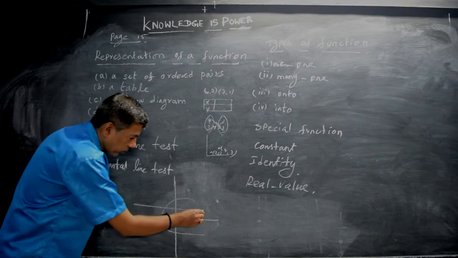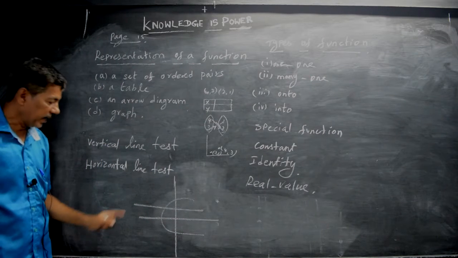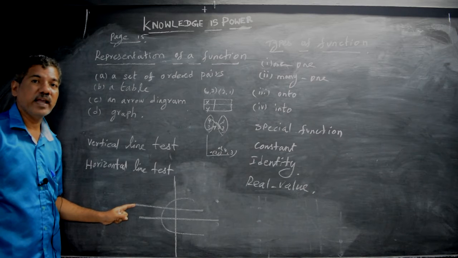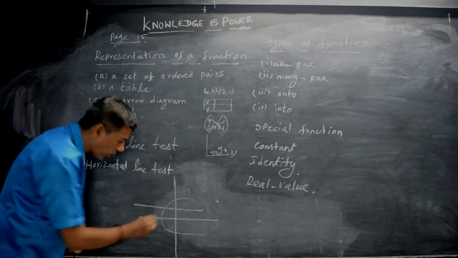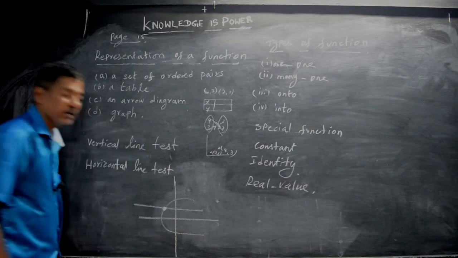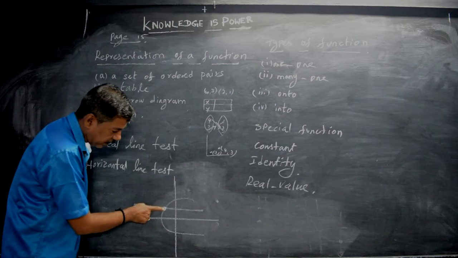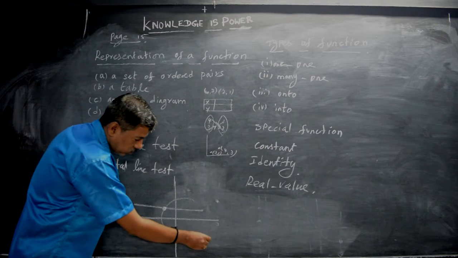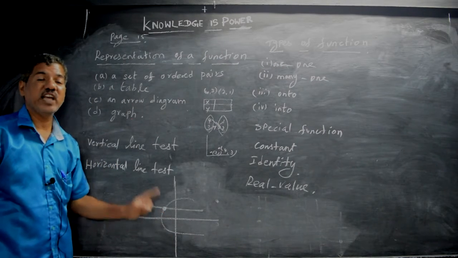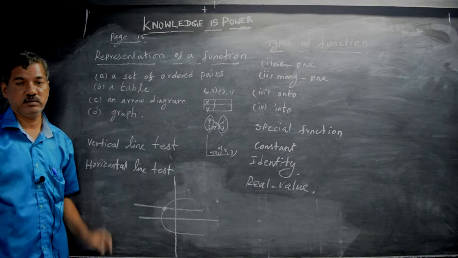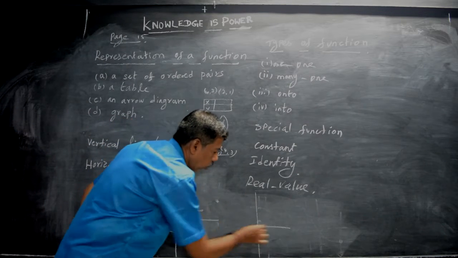So if I draw one of these lines, then it is called a function. Why? Because it touches only one point, this point. Wherever we put the horizontal line, here or here, even if you put it on that line, it touches only one place, then it is called a function. Is it clear?